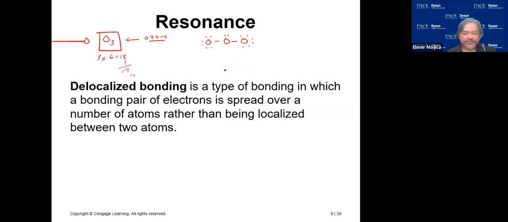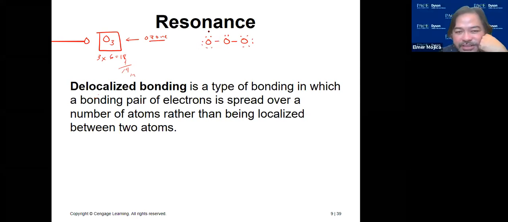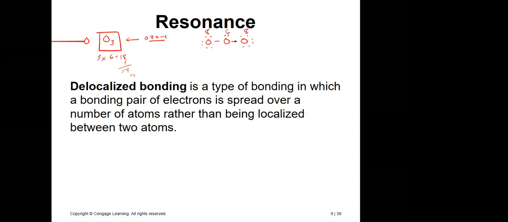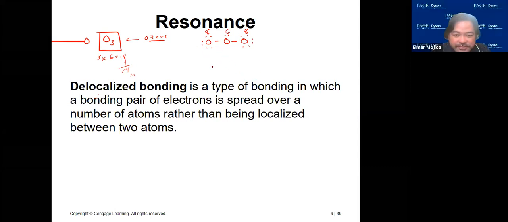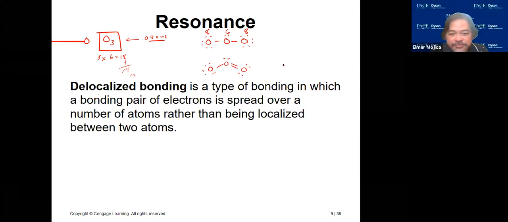Now, is that okay? Is that correct? Not correct, because this is 8, this is 8, but this only has 6. You have to double bond it. So in that case, you have to share. So there are 2 scenarios that you can have. It could be like this, or it could be like this. So these are what we call resonance structures.